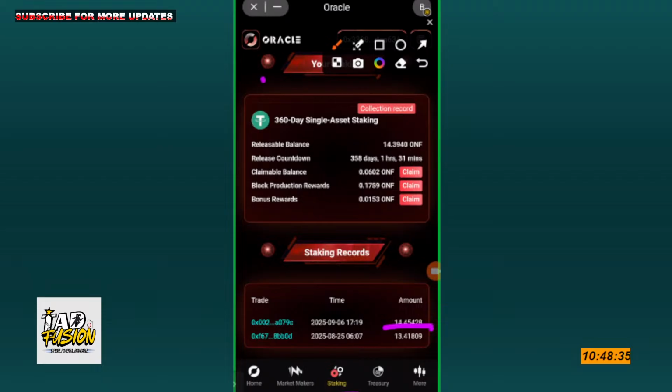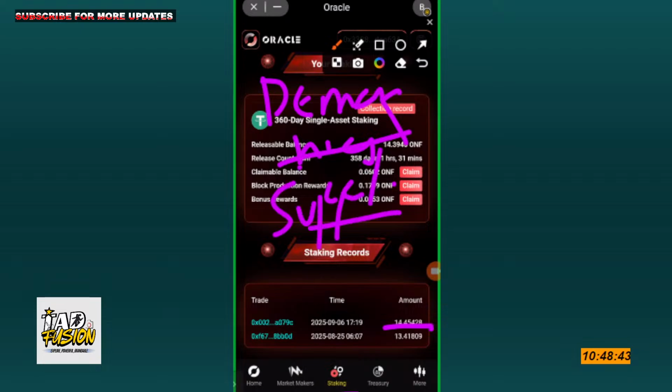Therefore, the demand goes high and the supply becomes low. If the demand goes high and the supply is low, that means the coin gains value. That's when you see the price of the token going up, because the supply is low. You are now reducing the amount of ONF tokens from the market. Which market? The market is Jucoin.